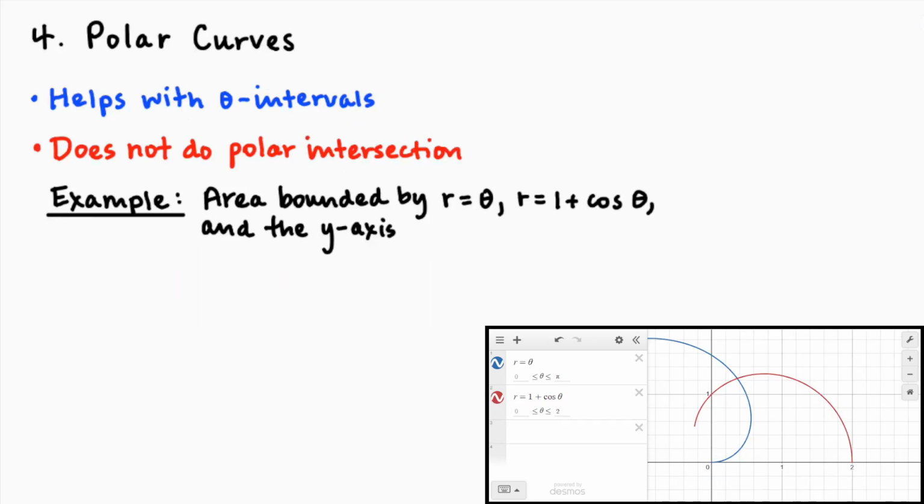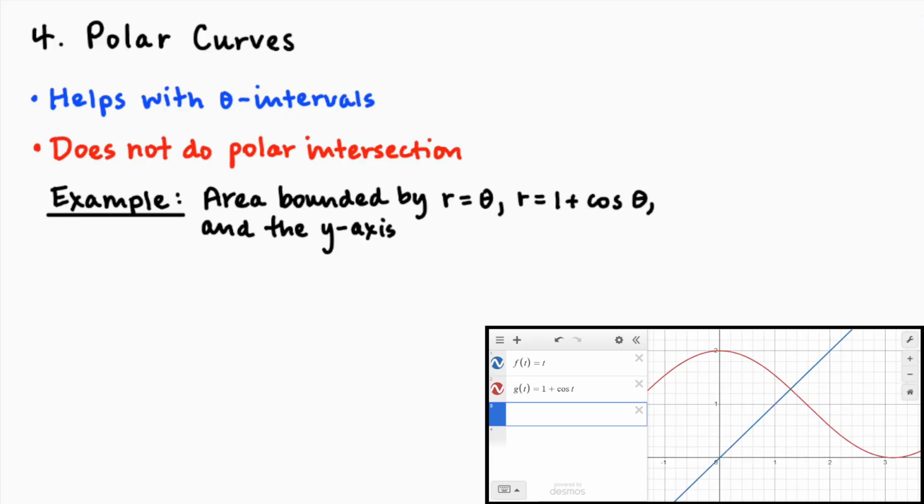Now, one thing to be aware of when working with Polar and Cal BC on the free response with the calculator is that it does not do intersection. No calculator calculates polar intersections because it's just not that simple. You hover the mouse over the intersection point, and you're not getting anything. It's very frustrating.